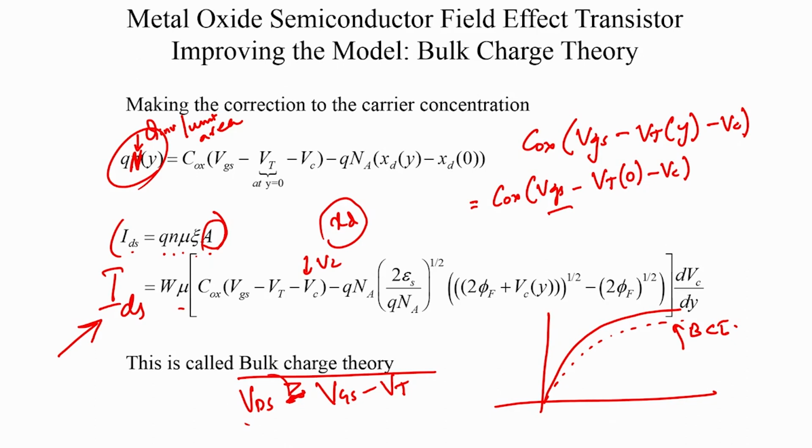So, these are the two key points: the subthreshold slope, the understanding of the subthreshold current, and the bulk charge theory model, which sort of refines the current voltage characteristics that we develop.